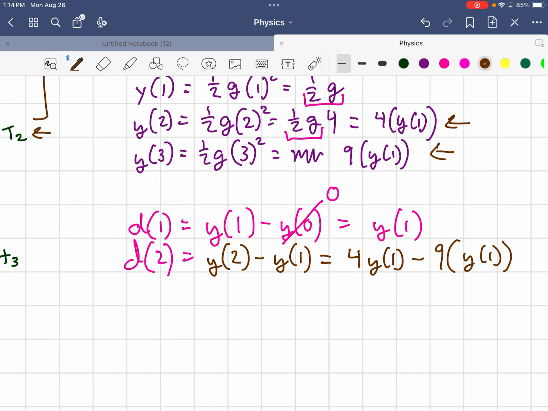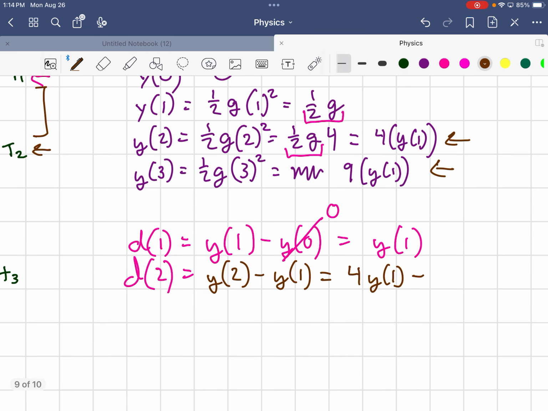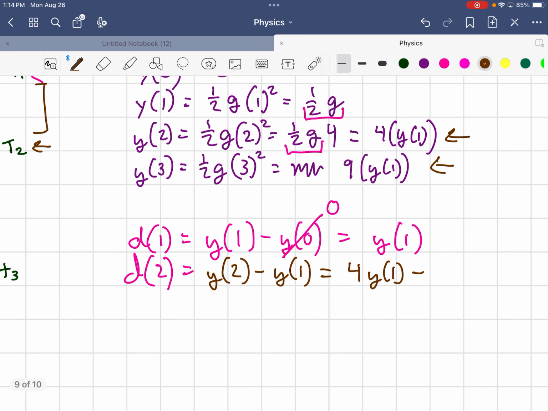What? Why am I using y3? What are you talking about? Oh, you're talking about... That's a good question. I didn't mean to do that. Good catch. So my y1 would just be y1. Thank you. That was a very good catch. Thank you, Zach, for paying attention.